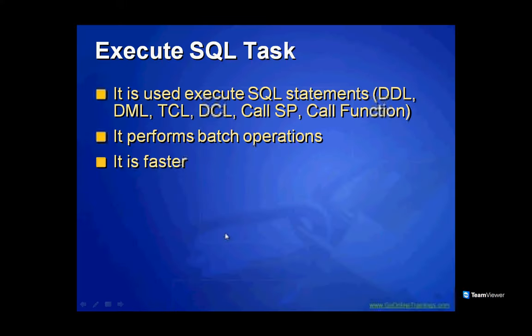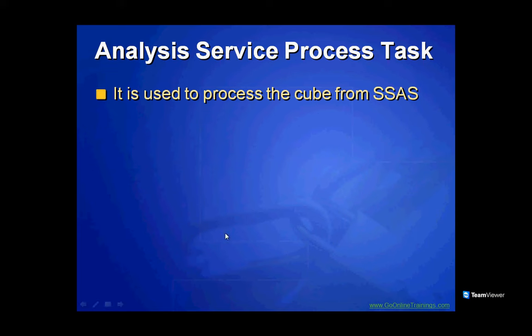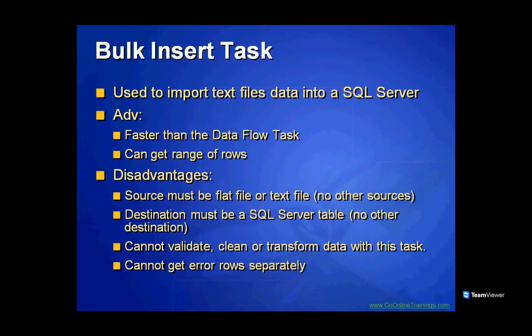So what is the bulk insert task we had seen? Analysis services task we'll see later. Now, bulk insert task, as we discussed, the source must be a flat file only. The advantage is that it is faster than the data flow task. The disadvantage is that the source must be a flat file and the destination must be SQL Server. You cannot clean or transform the data, and you cannot redirect error rows. But you can dump all the data to the SQL Server, and there you should be able to clean it and do lots of things after putting the data into the destination.